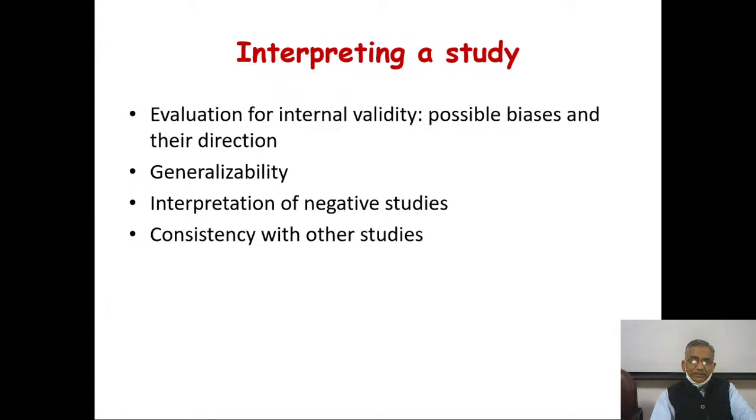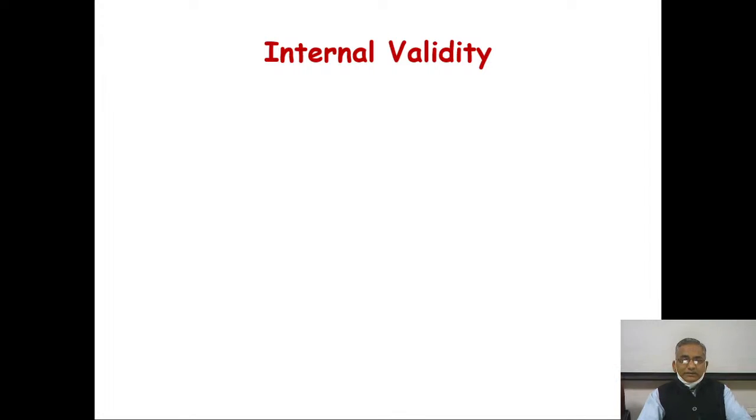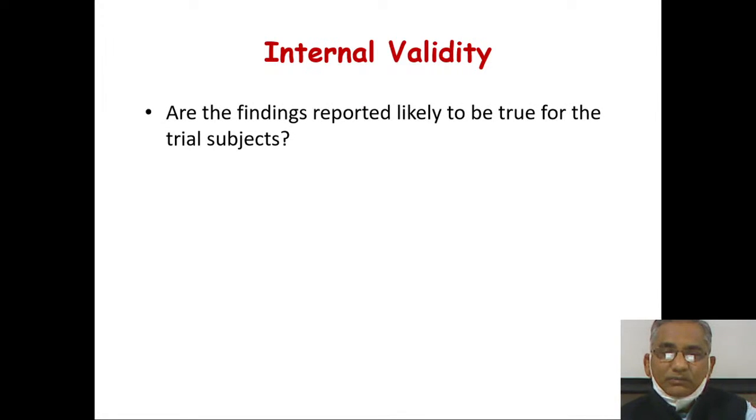Interpreting a study, basically you have to see the internal validity. Internal validity depends on what possible biases you have seen. Are the findings reported likely to be true for the trial subjects? That means you have to make sure that there are no biases, that you have done proper analysis, that there are no confounders. So that is what is internal validity.